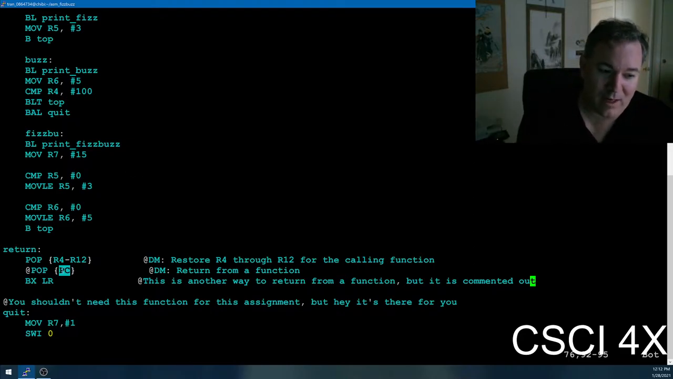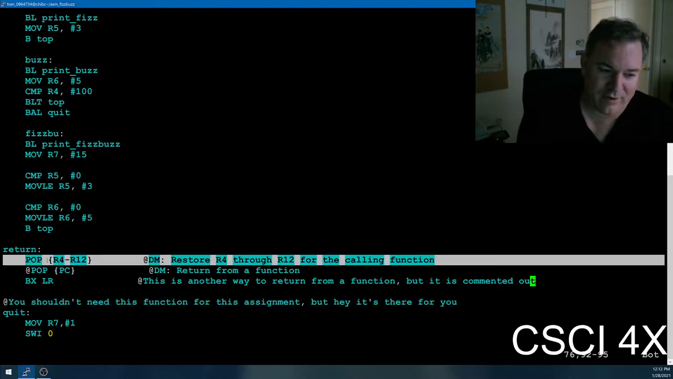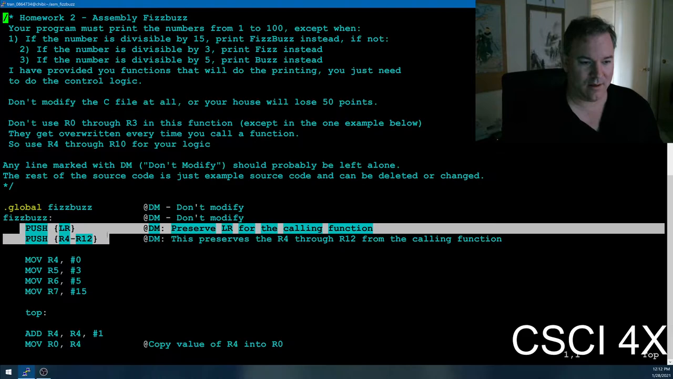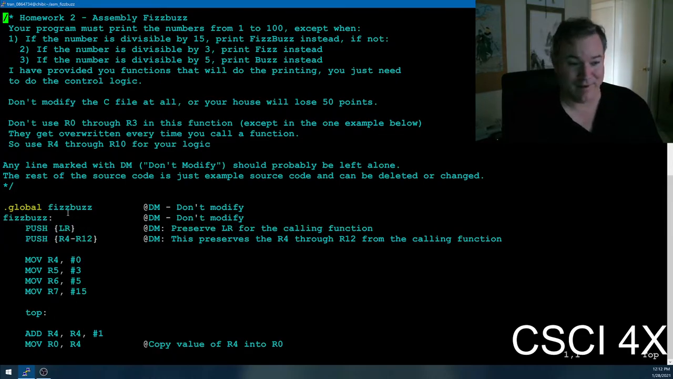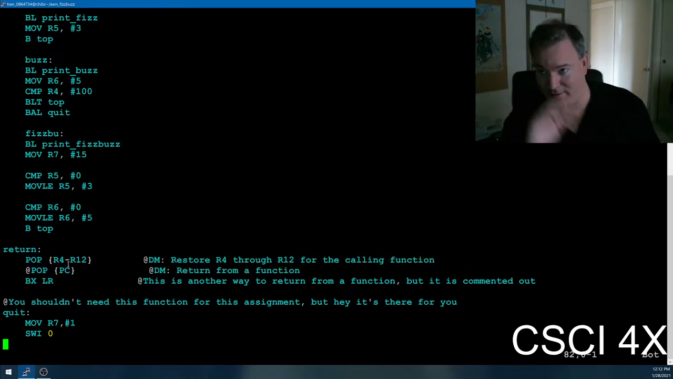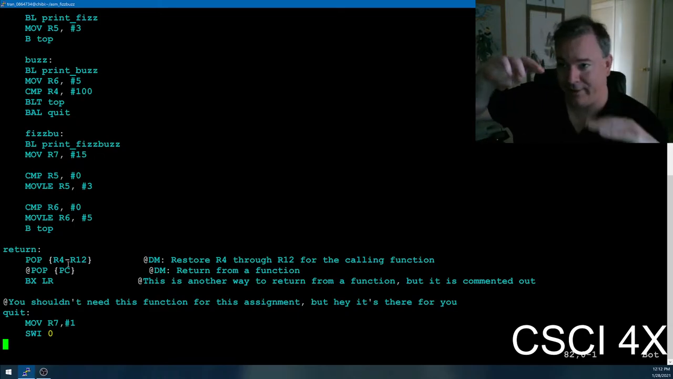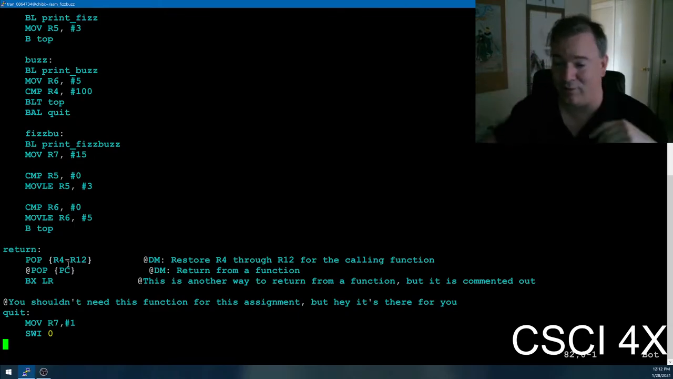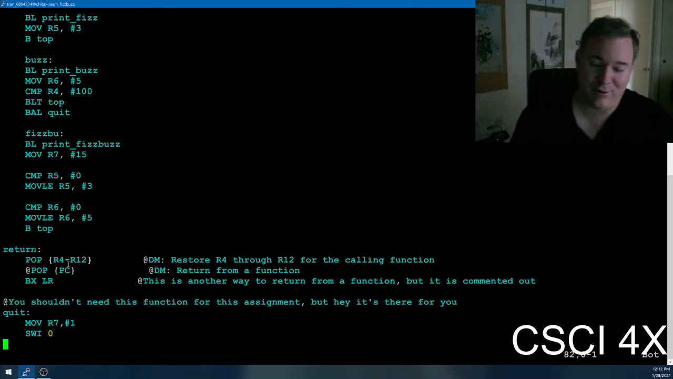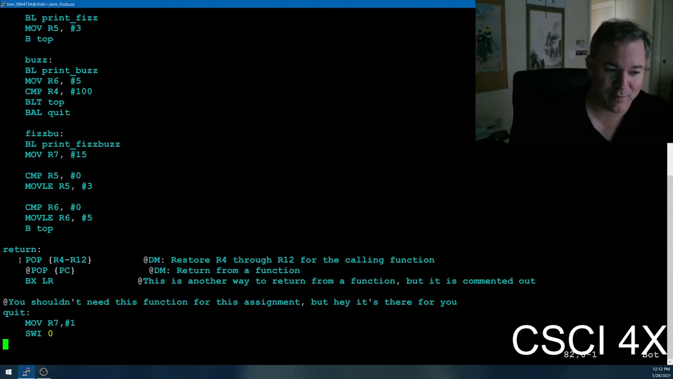And normally you would think it would be pop LR because you push at the very top, you push R4 through R12, and then you push LR. That's also a problem. You don't want your pushes and pops to be asymmetrical. Everything you push needs to be popped, or you have corrupted the stack. Basically, when you do a function call, the stack pointer moves down, and when you return, the stack pointer is supposed to move back where it was before. But if you push more stuff than you pop, then the stack pointer is going to keep going down every time you do a function call. So it's really important that your pushes and your pops are symmetrical.